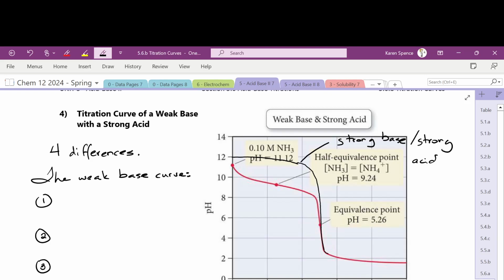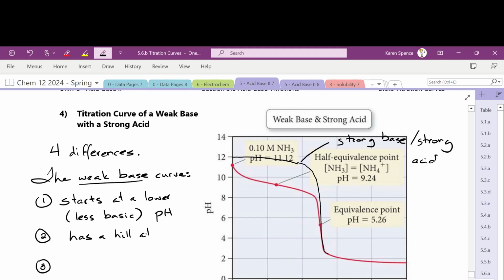What's one thing that's different about these 2 curves? The weak base curve is lower. It starts at a lower pH, right? Less basic. What is another thing? Yeah, the weak base curve has a hill at the beginning. The strong base doesn't. So I'm focusing on the weak base. The weak base has a "hill at the beginning."